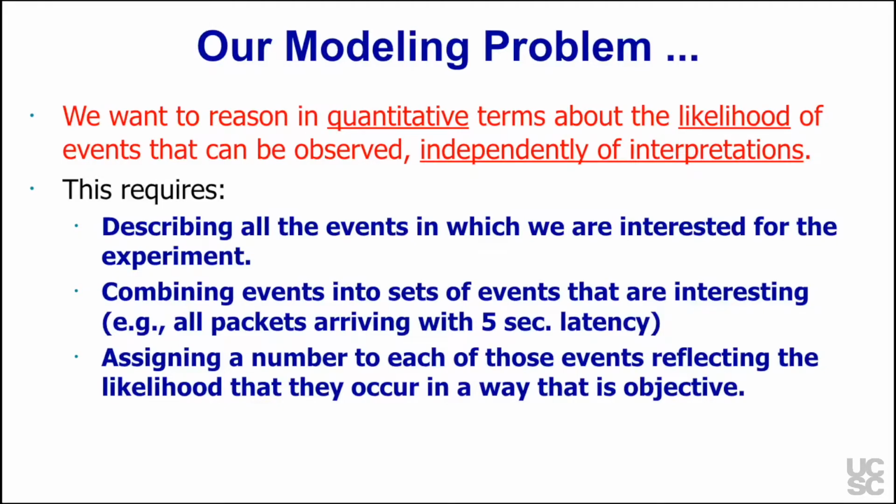We must be able to combine all these events into different sets or groups of events, such as, for example, talking about not just individual packets arriving in a system, but all packets arriving within 5 seconds of latency, or not just about each individual customer arriving at a bank, but all the customers arriving at the bank during the first couple of hours of opening time. And we need to assign a number to each of these events that reflects the likelihood that the events occur in a way that is objective and yet is intuitive.